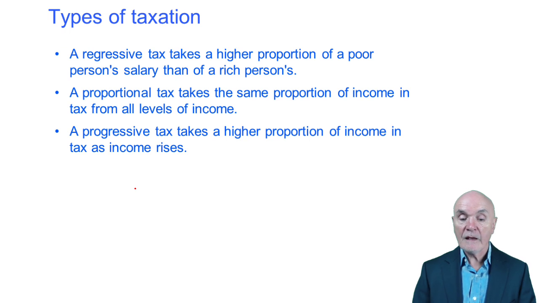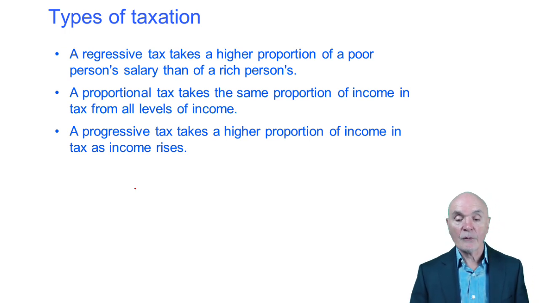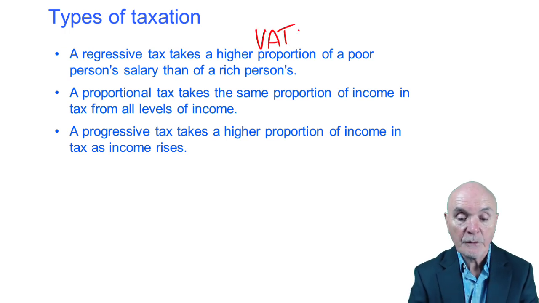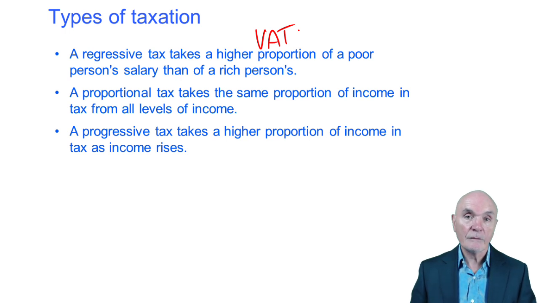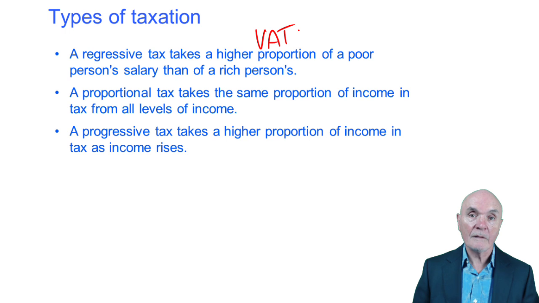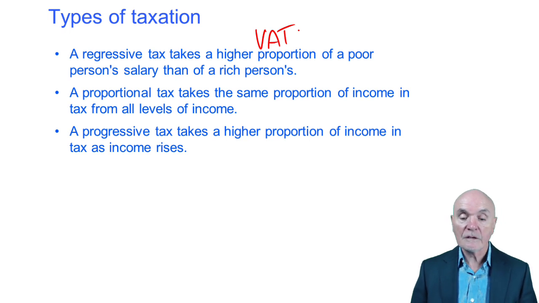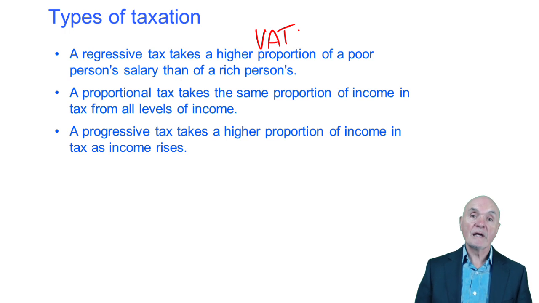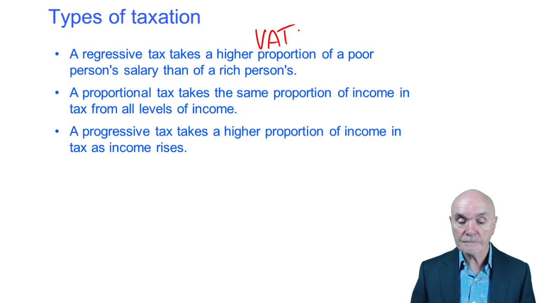Types of taxation. A regressive tax takes a higher proportion of a poor person's salary than a rich person's. So VAT is a regressive tax. It doesn't matter whether you're rich or poor. In the UK, VAT is a 20% tax on many forms of consumption. So if I go out and buy, let's say, a mobile phone for $300, there's going to be tax on that at 20%, that's $60. Of course, $60 out of a poor person's salary is a much greater proportion than out of a rich person's.